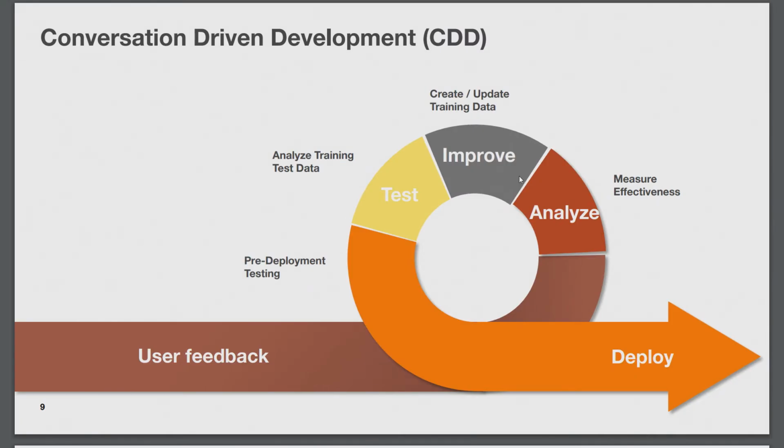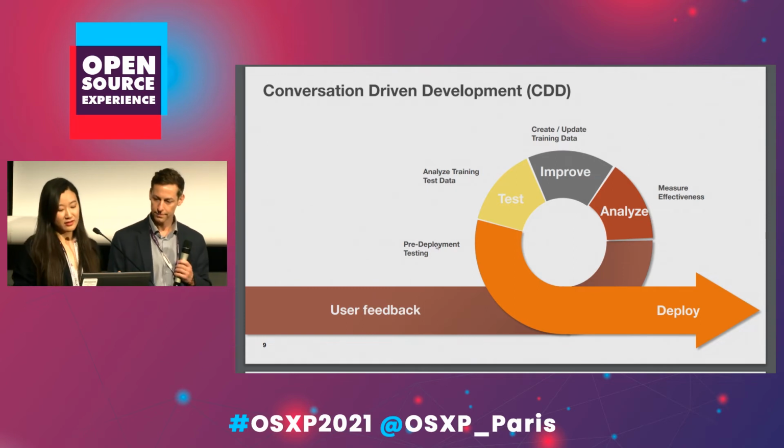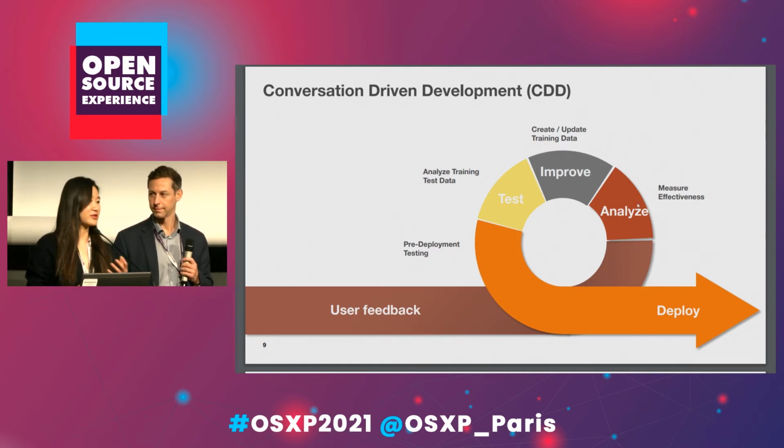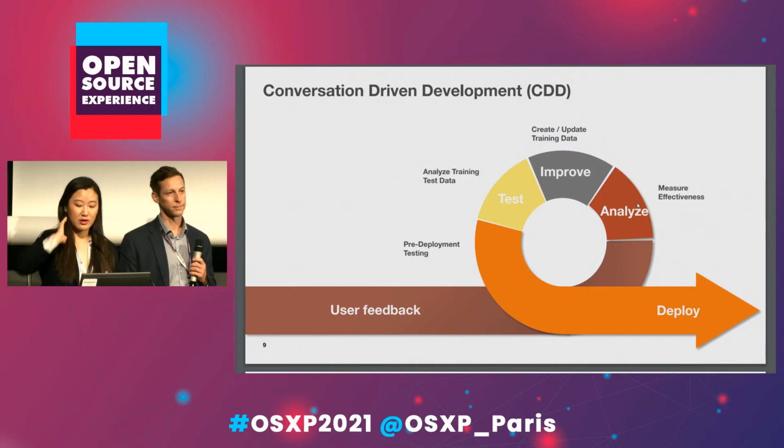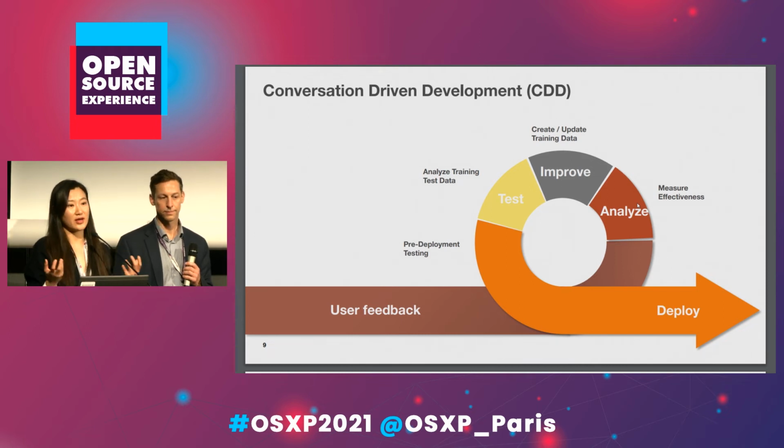So I'll give you a big picture of how conversation-driven development goes at Orange, how we apply this method. First of all, we collect some conversations and user feedback from production. And then we analyze how these conversations go to measure the effectiveness of the chatbot. At the same time, we try to find the key elements to improve, the weak parts, which conversations didn't go as we wanted.